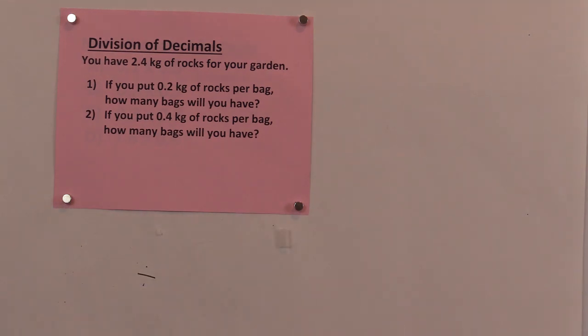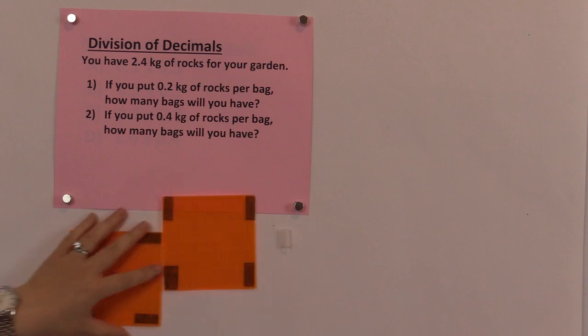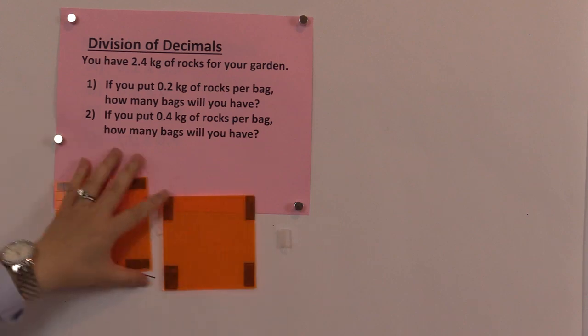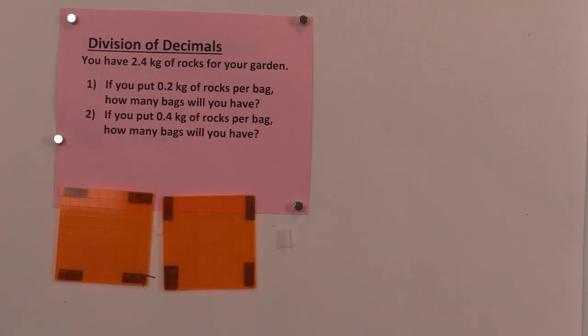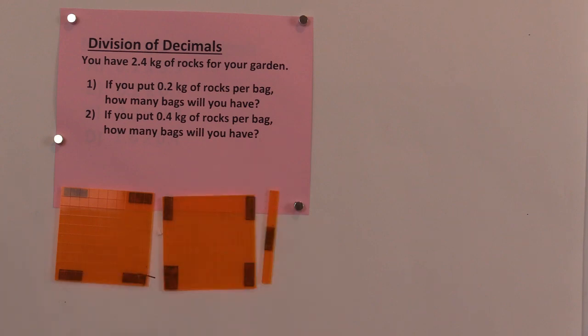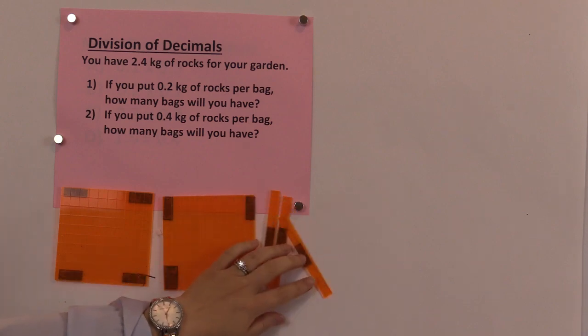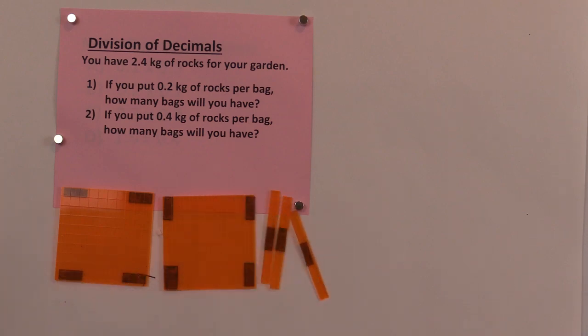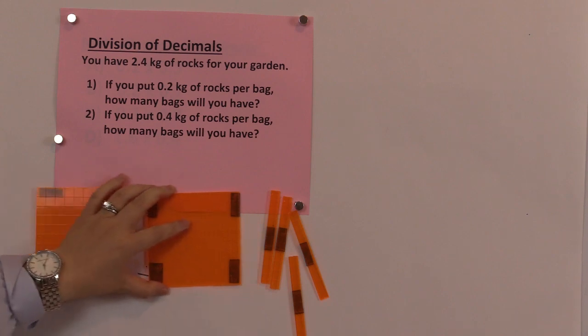So I'm gonna show you with blocks here. So 2 and 4 tenths. So this is 1 and this is 2. Right? 2 and 4 tenths. So I'm gonna have 1, 2, 3, 4, 4 tenths. So 2 and 4 tenths.